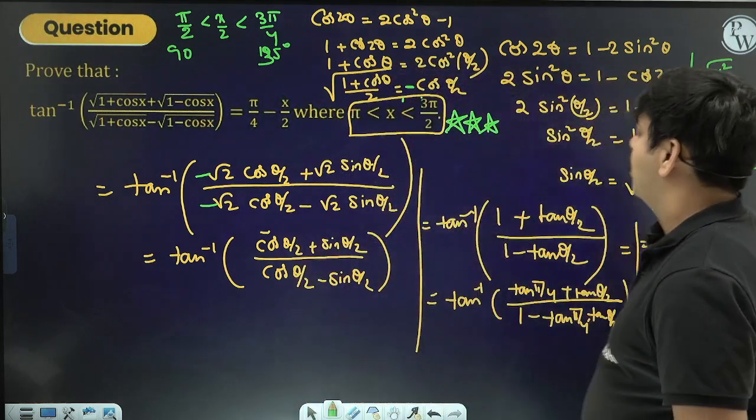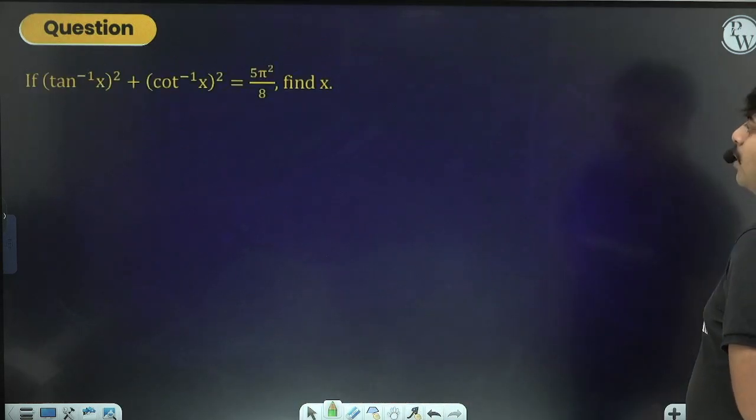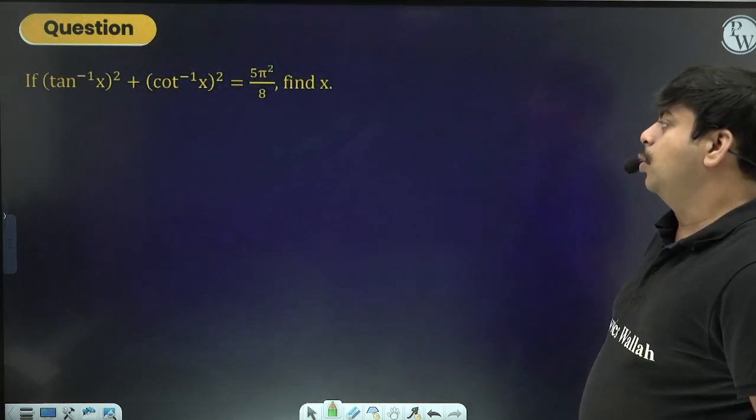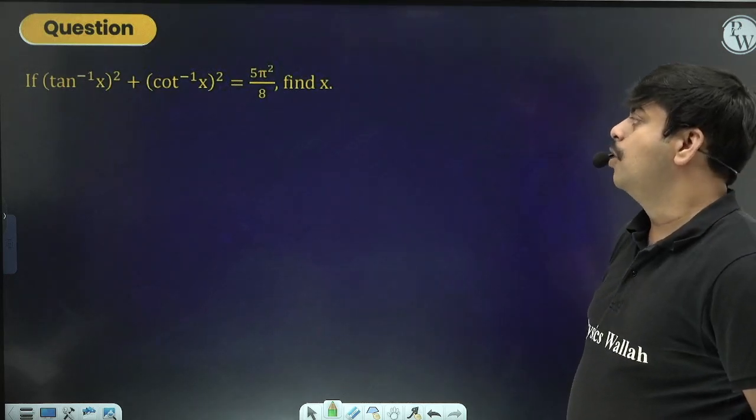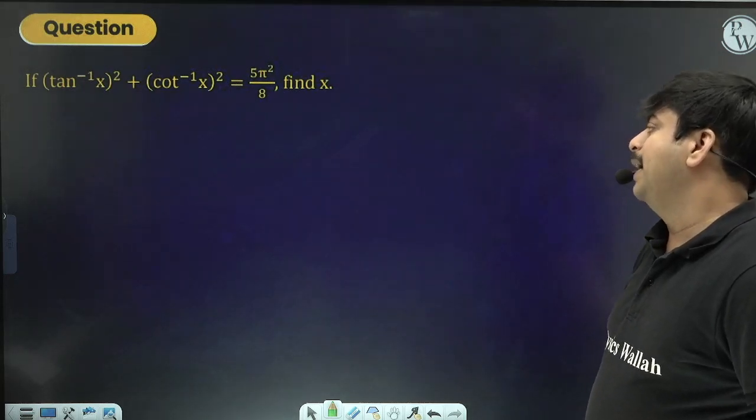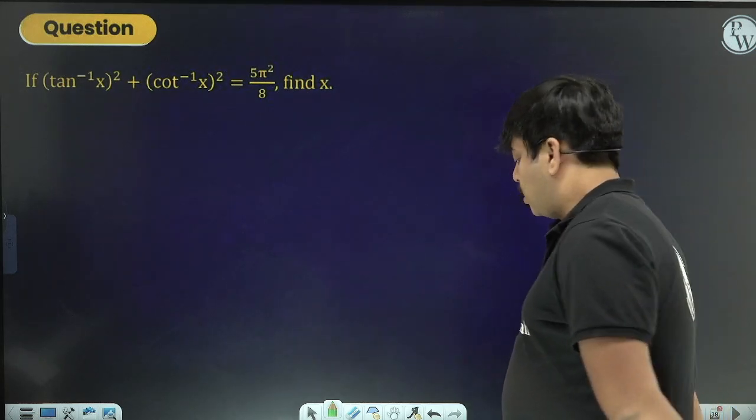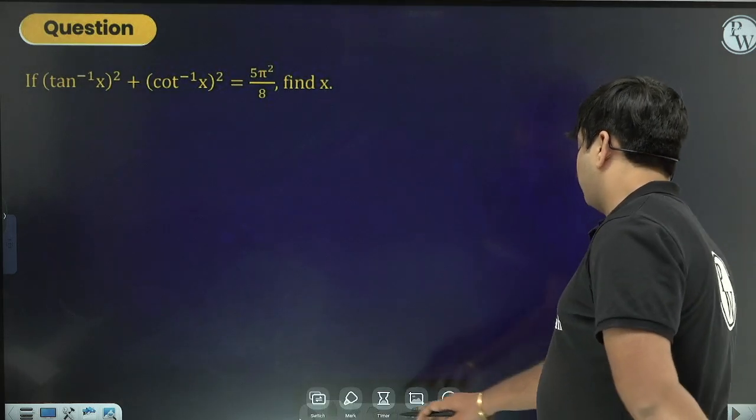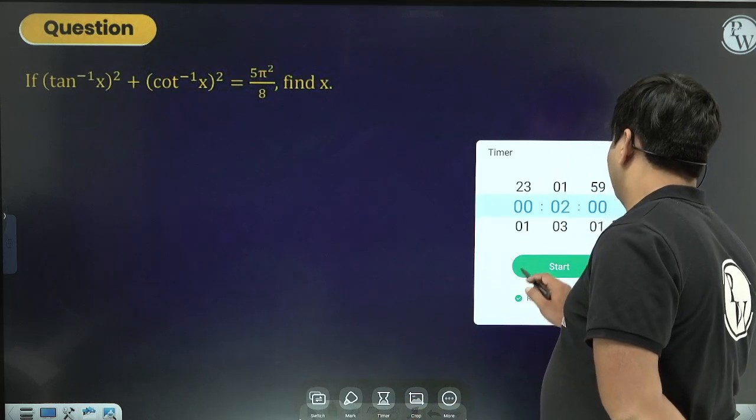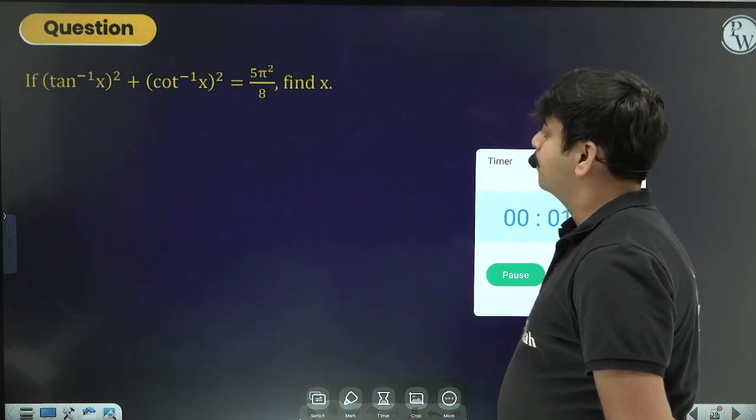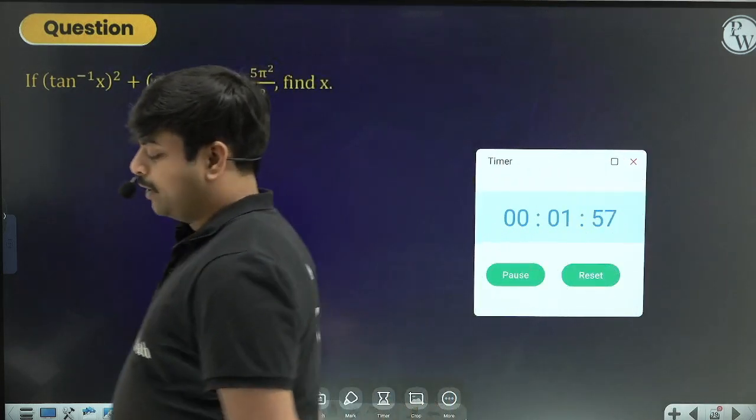Correct. Okay. So that's a beautiful question, people. Please try that. If tan inverse x whole square plus cot inverse x whole square is equal to 5 pi square by 8, find x. I'll give you some time to think about this. So please try to do this, students. Do it fast. How to get 5 pi square by 8?